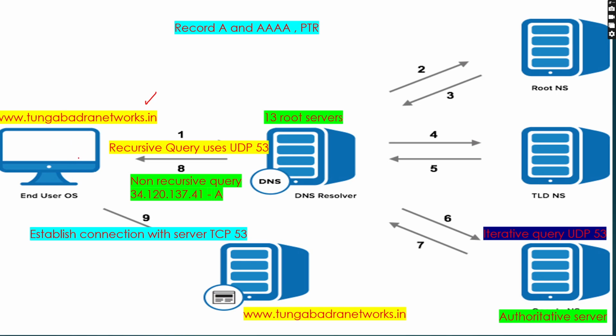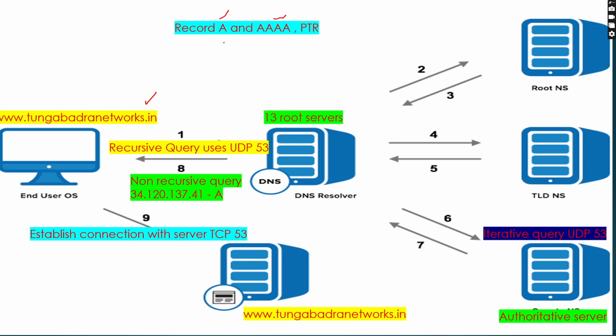Each computer maintains a cache memory. It has its own cache. In that cache, it maintains domain names along with the IP addresses. I would like to tell you, there are records. Records will store some information. What information will it store? A record and AAAA record.